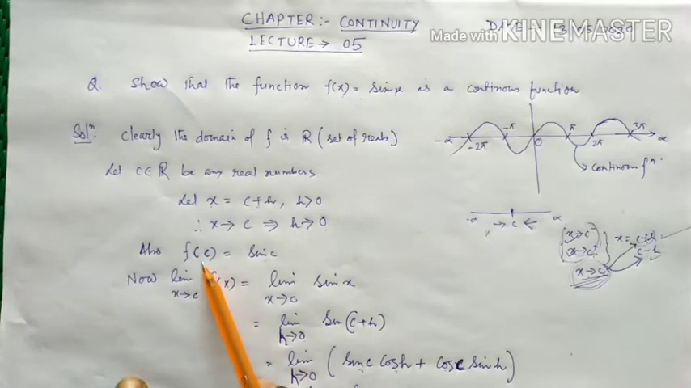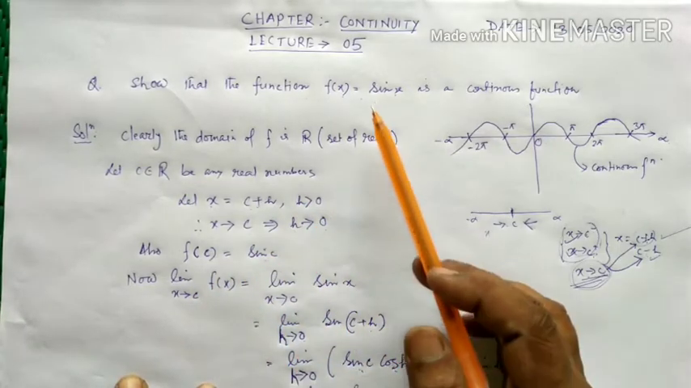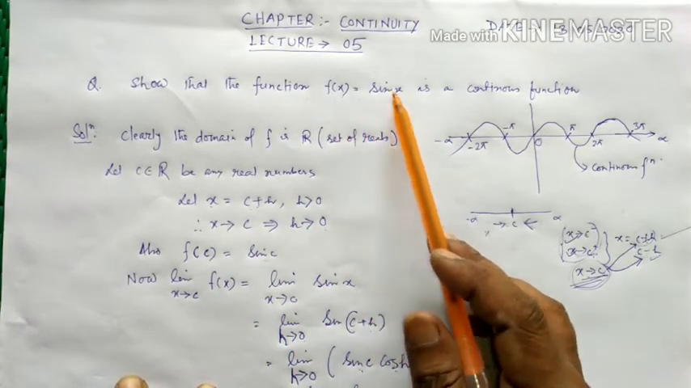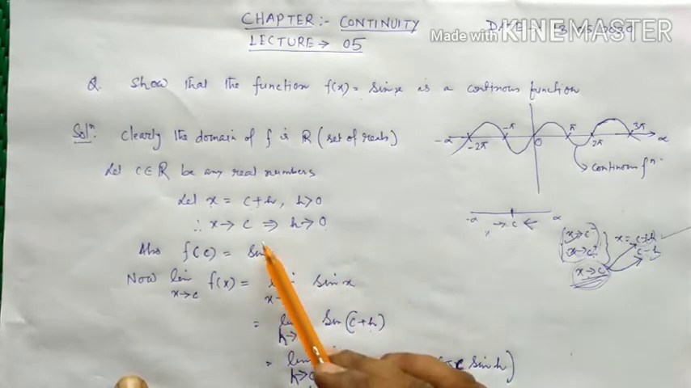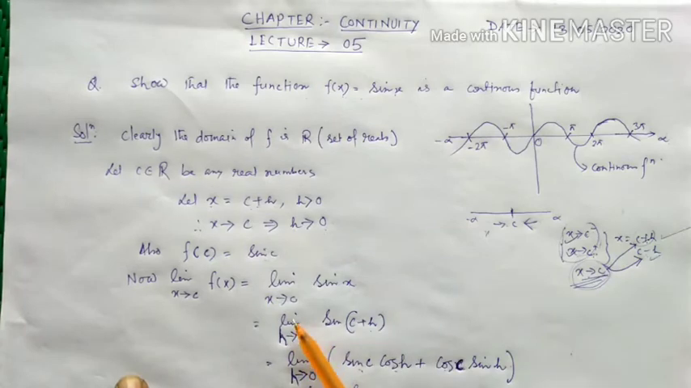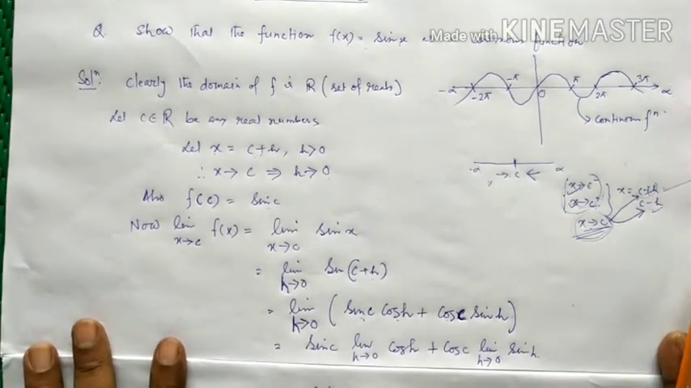Also f(c), the value of the function at c, equals what? From the function you see f(c) equals sin c. Now limit x tends to c, f(x) is equal to what? Limit x tends to c, f(x) means sin x, and x tends to c means what? h tends to 0. When you change your limit, immediately x is changed to c plus h. Okay.